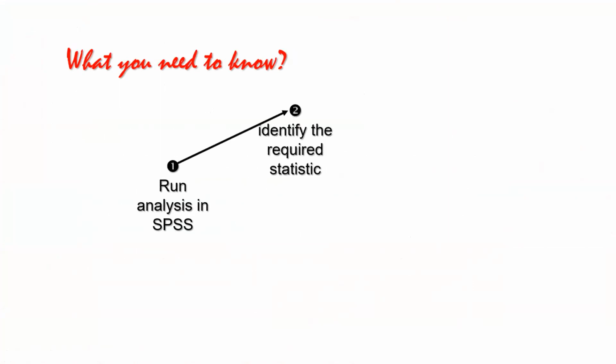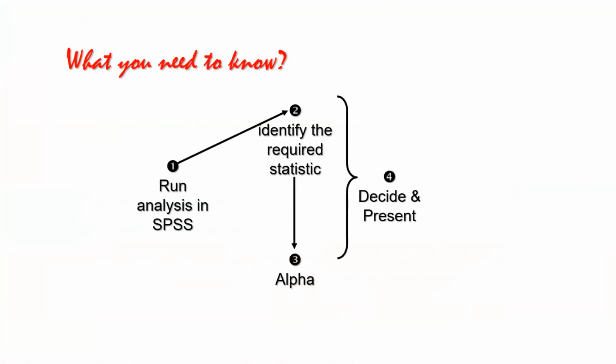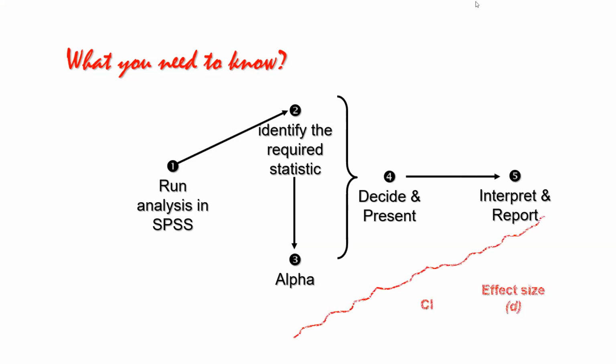Okay, so what we need to know for one sample t-test: first, we need to know how to run the one sample t-test analysis in IBM SPSS, and then identify the required statistics to be reported. We set our alpha, and then we make our decision by comparing the significance value with alpha. Then we present our finding, interpret the result, and prepare our report. So this is what we learn in this session.